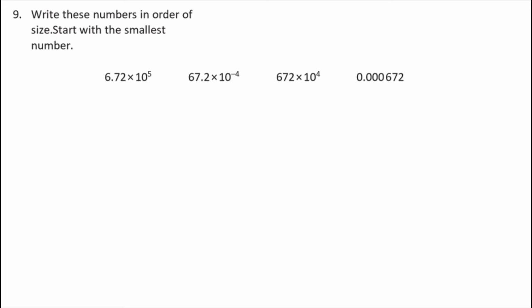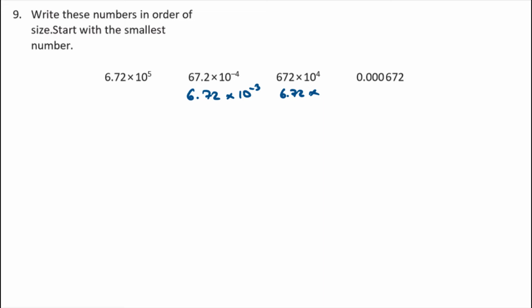So 6.72 times 10 to the 5, that is already in standard form. Now this one, 67.2, that's the same thing as 6.72 times, now I've taken 10 out of it, divided it by 10, so I need to increase this power of 10 by 1, so it's going to be 10 to the minus 3. The other way of doing this is just writing them all as decimals if you want. You can do that as well. But I'm quite good with standard form, so that's the way I'm going to do it.